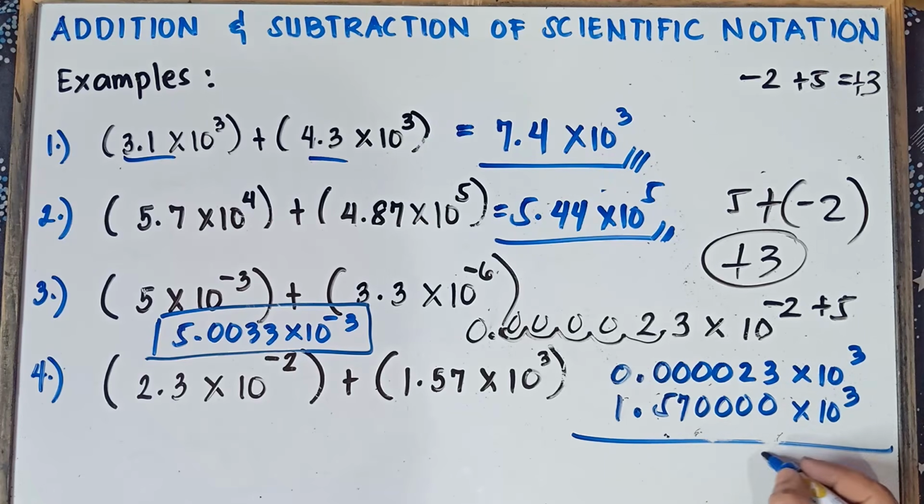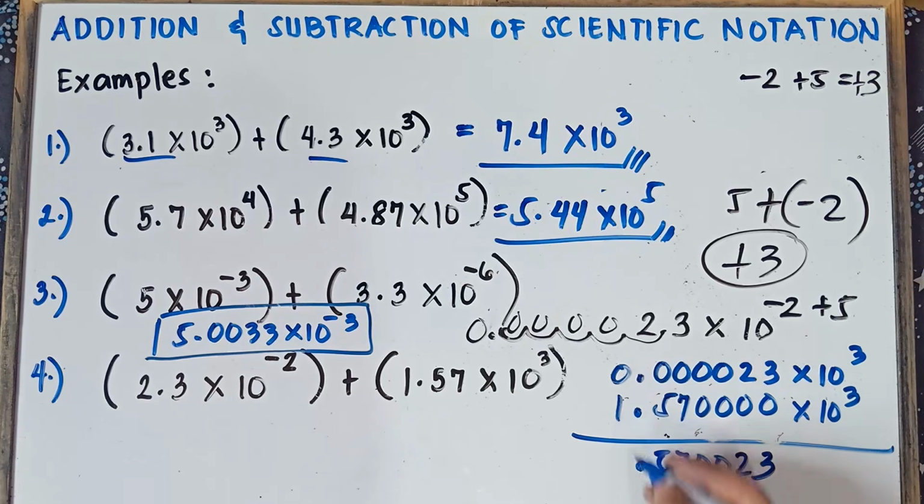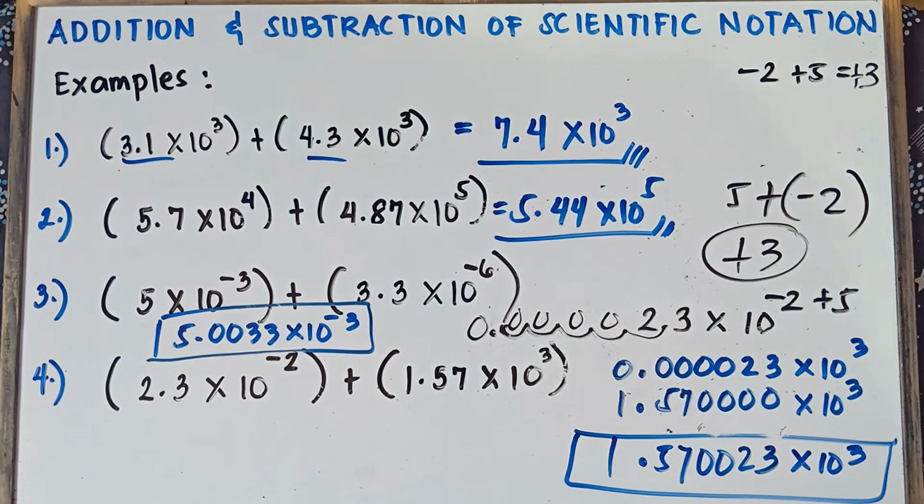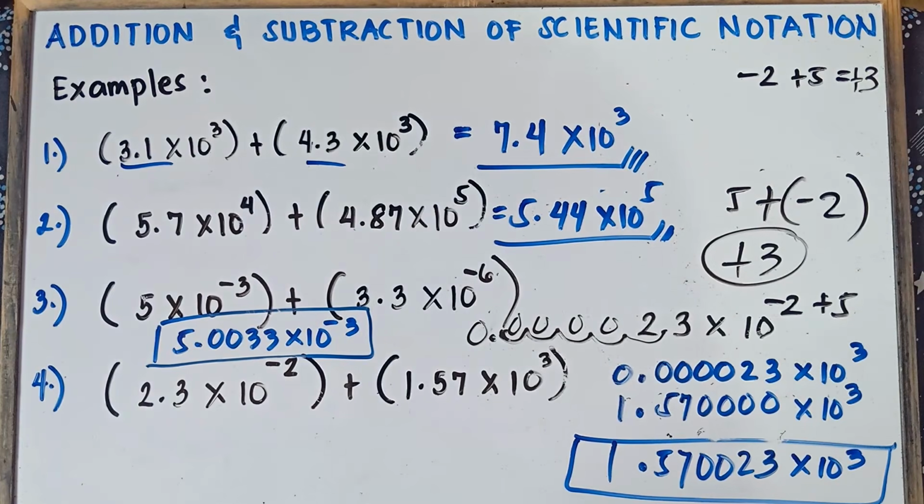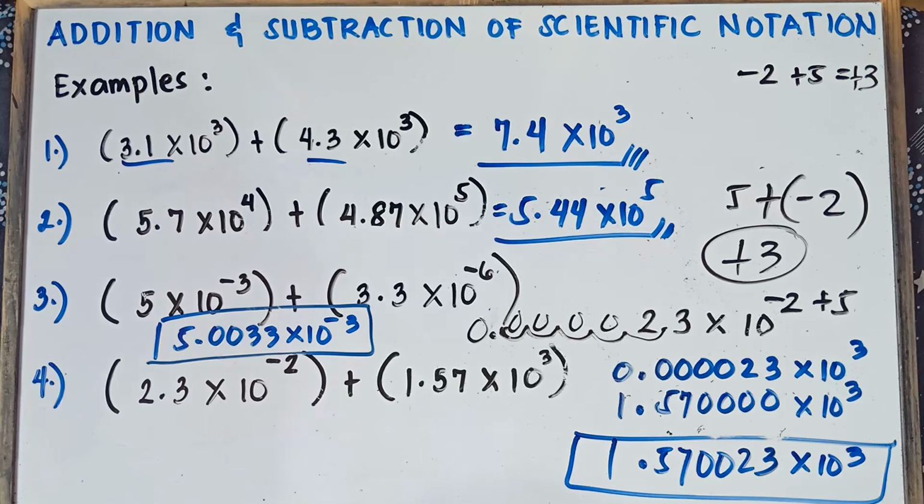So 3 plus 0 is 3. 2 plus 0 is 2, 0 plus 0 is 0, 0 plus 0 is 0, 0 plus 7 is 7, 0 plus 5 is 5, copy the decimal point, 0 plus 1 is 1, times 10 raised to the power of 3. That's it, class. All set. That's the answer, class, with regards to example number 4. I hope it's clear for you, class.